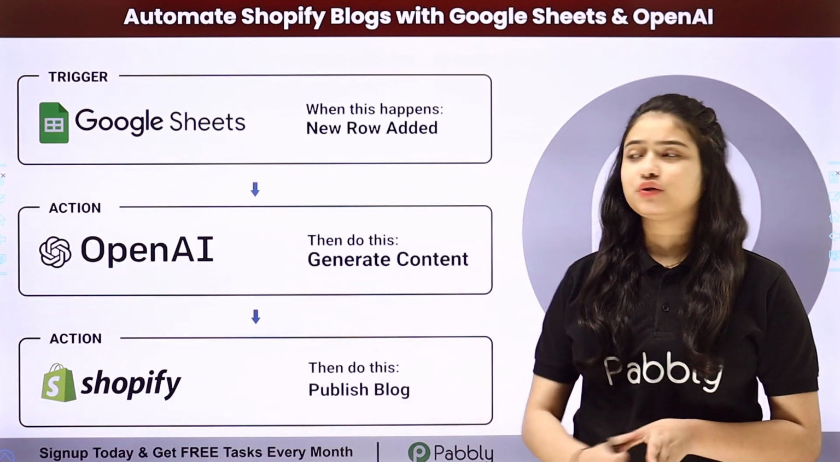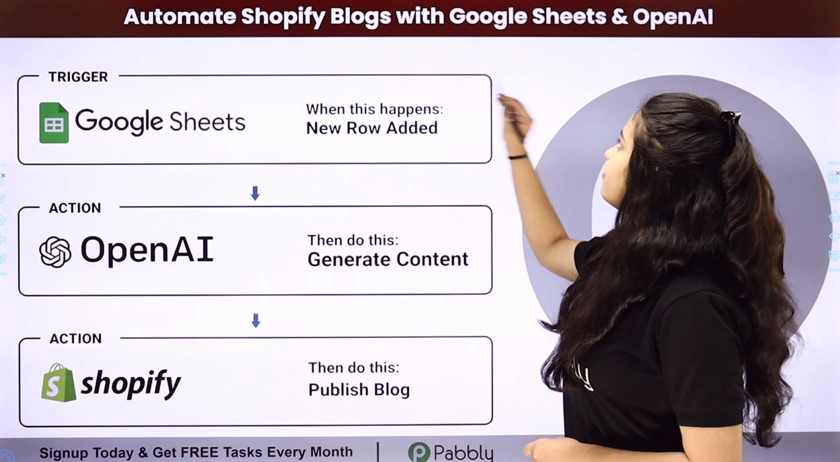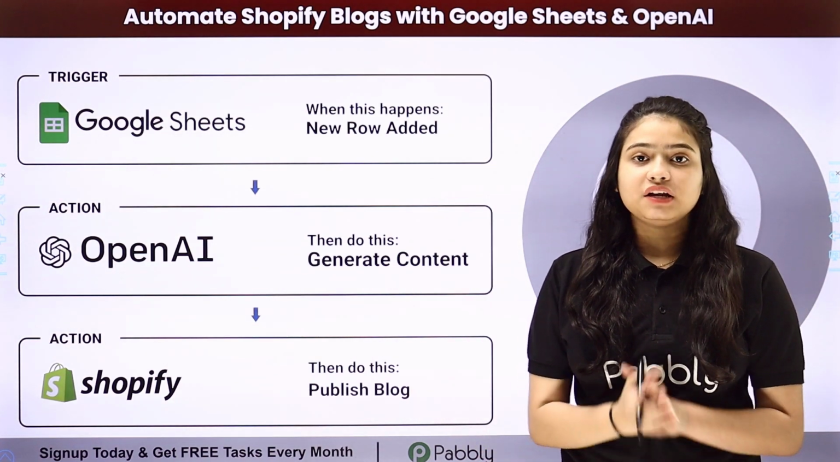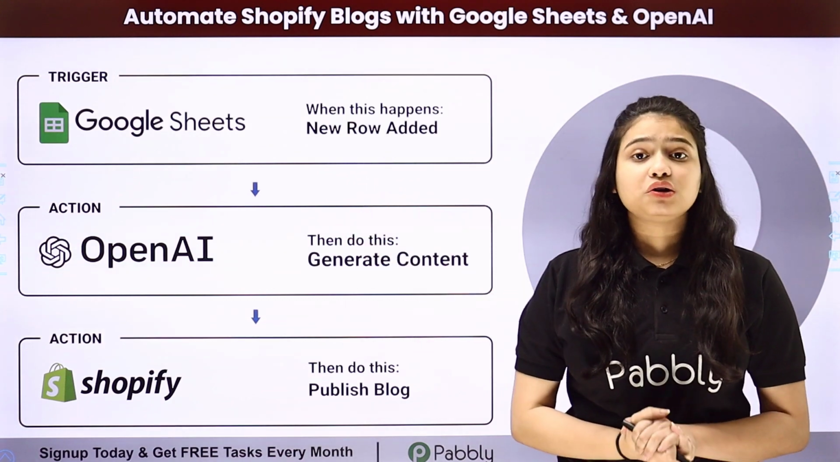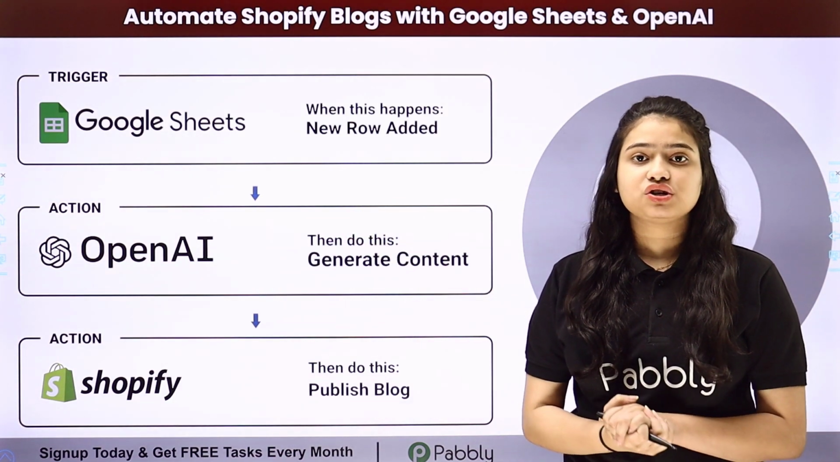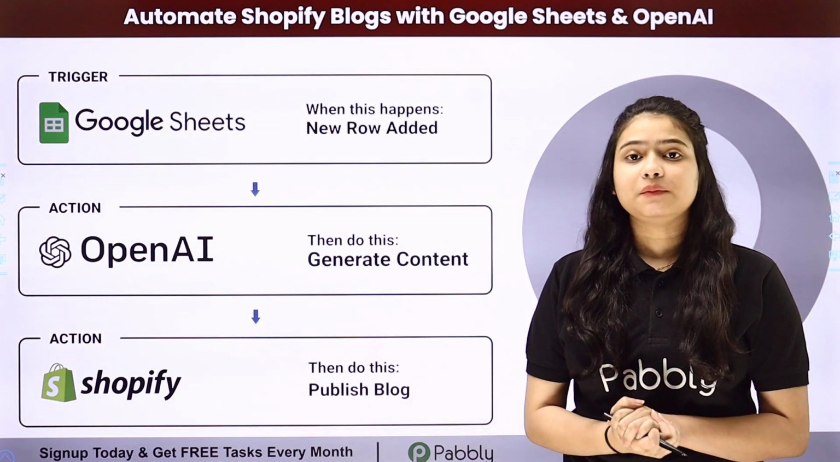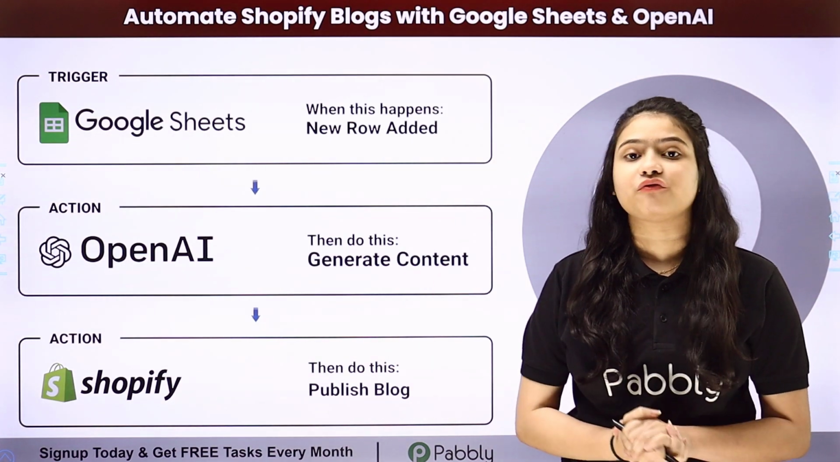In this video, we are going to learn how to automate Shopify blogs with Google Sheets and OpenAI. I want that whenever I add a new title in my Google Sheets, the content should automatically be generated on that same title using OpenAI, and then the same content should be automatically posted on my Shopify store in the form of a new blog.